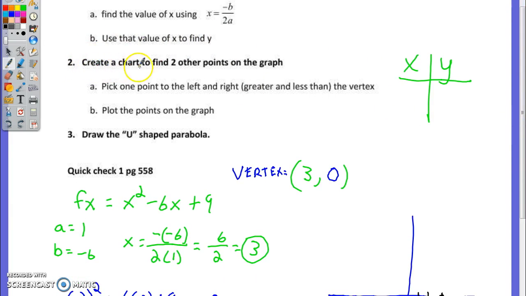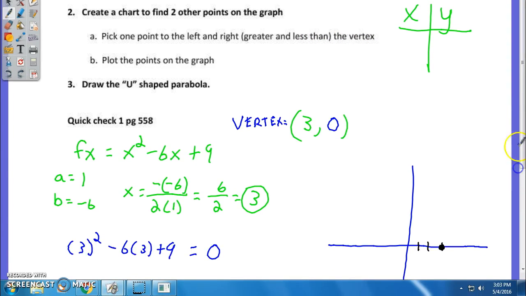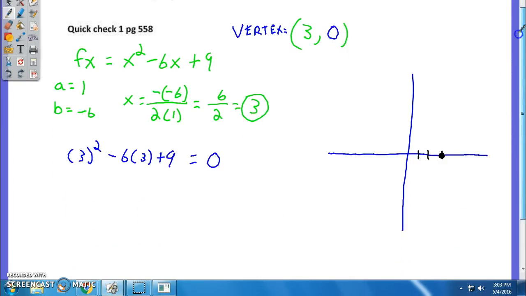It says create a chart to find 2 other points on the graph. So pick 1 point to the left and 1 point to the right. So 1 point greater than our x value of the vertex and 1 point less than our x value of the vertex. Then we're going to plot those points. So here's how we do that.